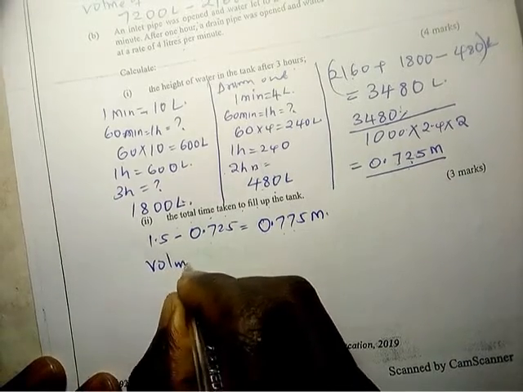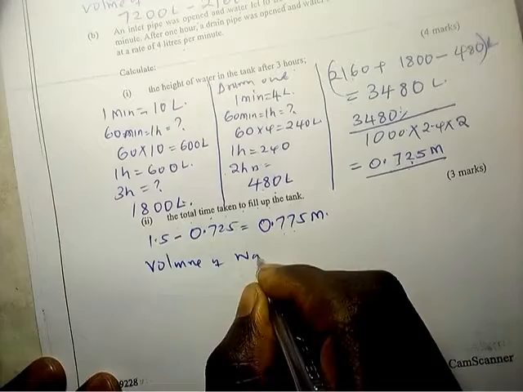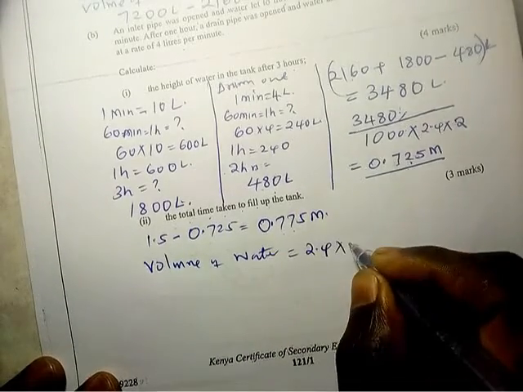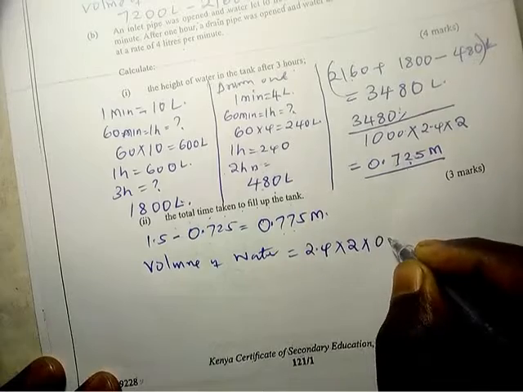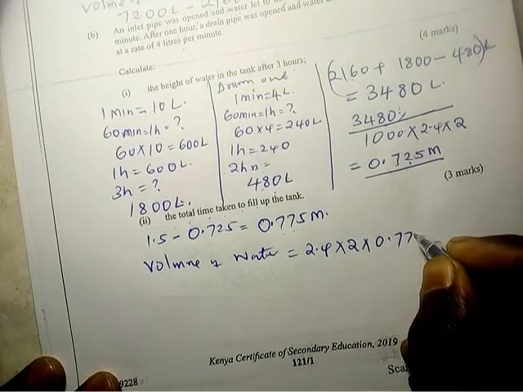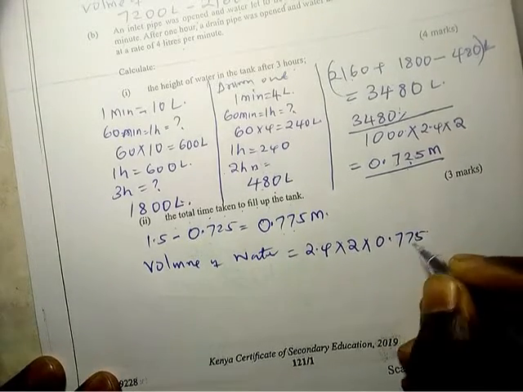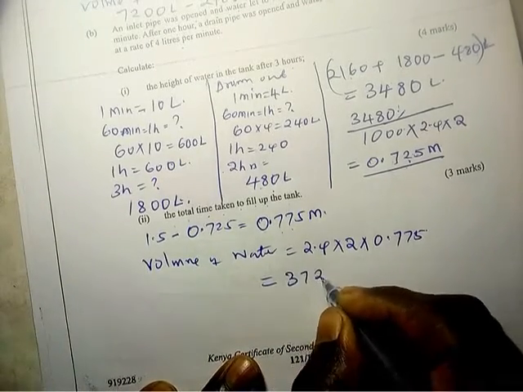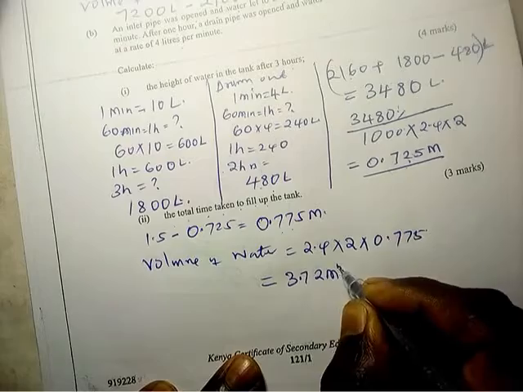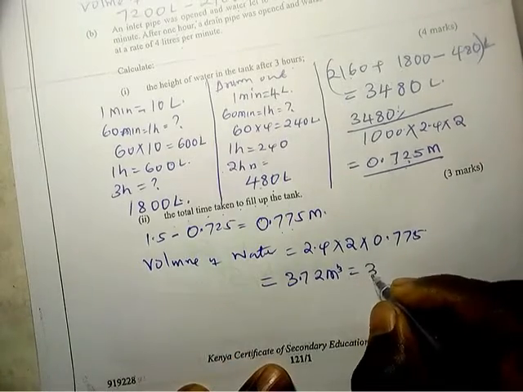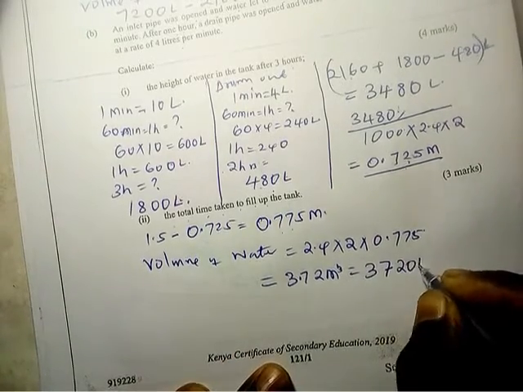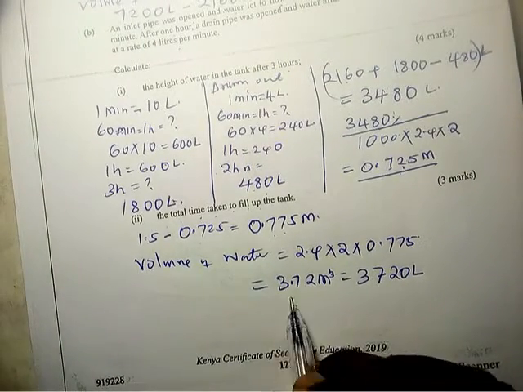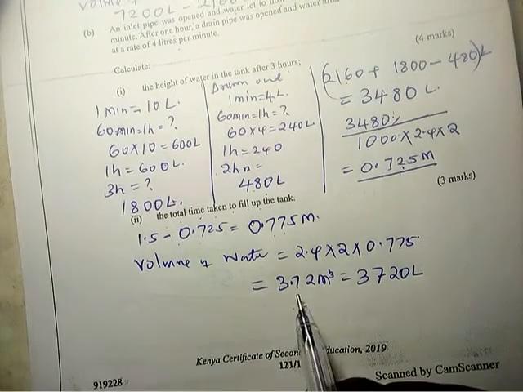Volume of water, it will be 2.4 base times width 2 times the height 0.775, and thus the volume would be 3.72 meters cube, which is the same as 3720 liters. Now we want to get the time it will take to fill.